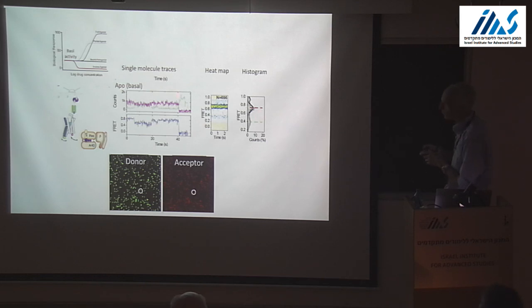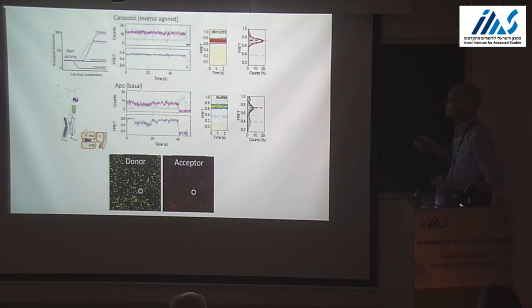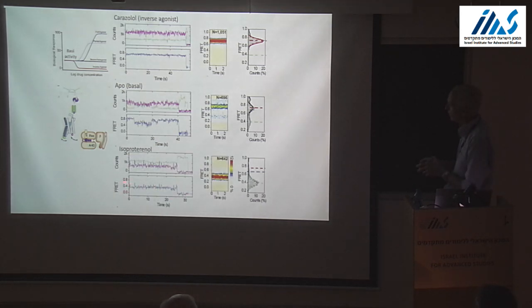So this would be the apo state. This is what we call basal activity, basal coupling. With an inverse agonist, now we have high FRET because it doesn't couple to the G protein in the presence of an inverse agonist. And then in the presence of a full agonist, we have just tonic low FRET because it's all coupled and the two domains are far apart.